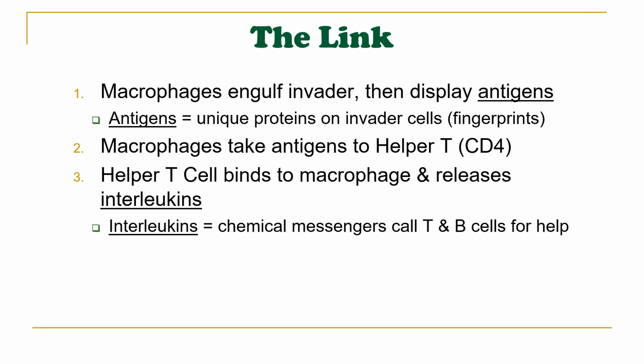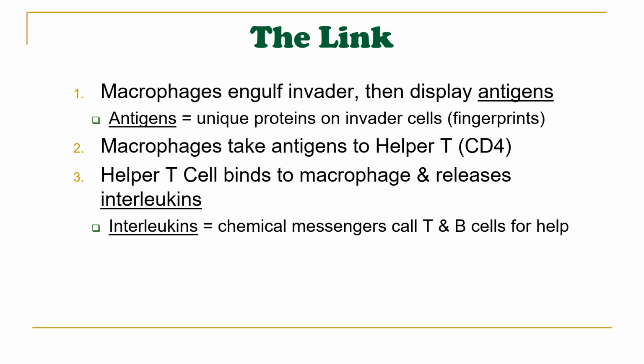If the helper T decides that the antigens do represent a pathogen that is worth fighting, then what the helper T does is it binds to the macrophage and it releases a chemical called interleukins. Think of the interleukins as a chemical messenger that calls T and B cells to help. Cells can't actually talk to each other, so they have to send out chemical messengers. We learned this when we were talking about chemistry. So the interleukins are one of those chemical messengers.